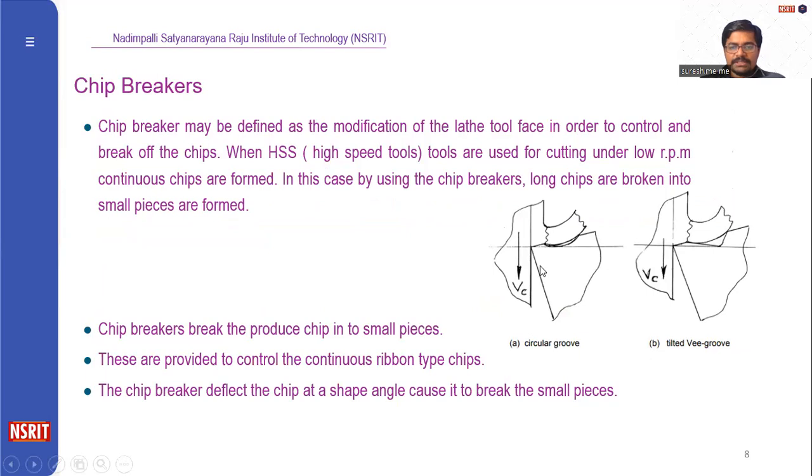Next topic, chip breakers. Chip breakers means we are providing an additional edge on the cutting tool in order to cut the continuous chips. Here we can observe two types of grooves on the tool. Here it is a curved surface. Here we can provide a V-shaped groove to cut the continuous chips. A chip breaker may be defined as a modification of the tool face in order to control and break up the chips. When high-speed steel tools are used for cutting under low RPM, continuous chips are formed. In this case, by using chip breakers, long chips are broken into small pieces.